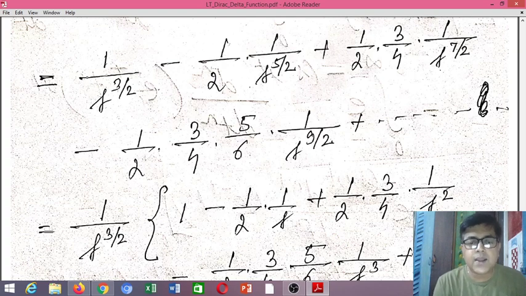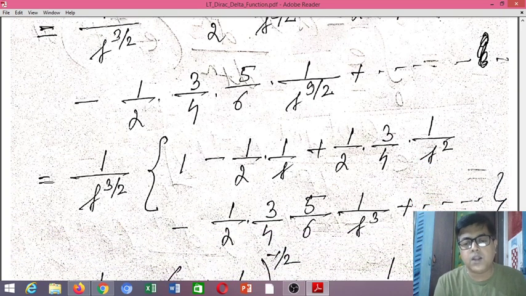So my second term becomes minus half into 1 by s, because you have taken 1 by s to the power 3 by 2 common. Third term becomes half into 3 by 4 into 1 by s square. My fourth term becomes minus half into 3 by 4 into 5 by 6 into 1 by s cube. So in this way, it goes up to infinity.